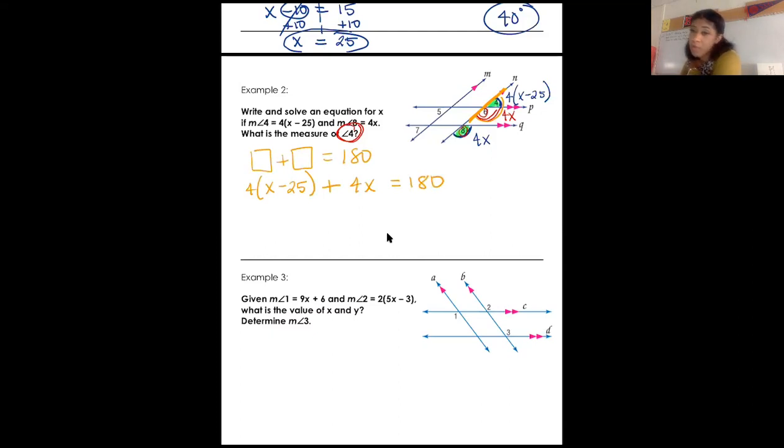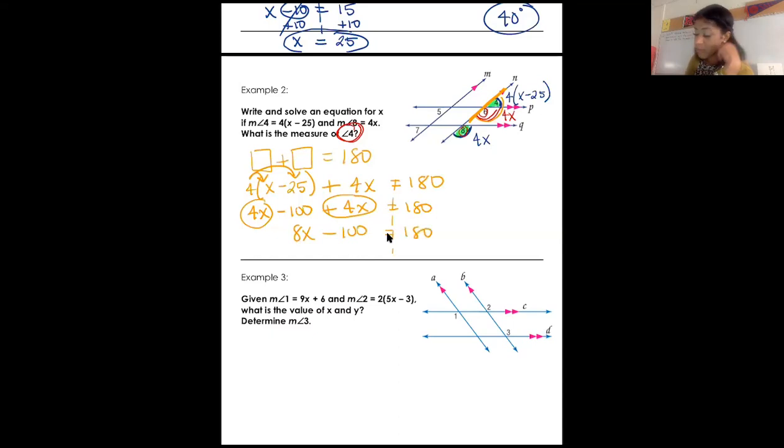This one we have to use the distributive property. So 4 times x is 4x. 4 times negative 25, okay? That's a negative. It's going to be minus 100. And then we just bring down the plus 4x equals 180. Now we have to combine like terms. I see two quantities on the left that have an x. 4x plus 4x. If you have 4 puppies and then you bring in 4 more puppies, you now have 8 puppies. So that's going to be 8x. Bring down the minus 100.